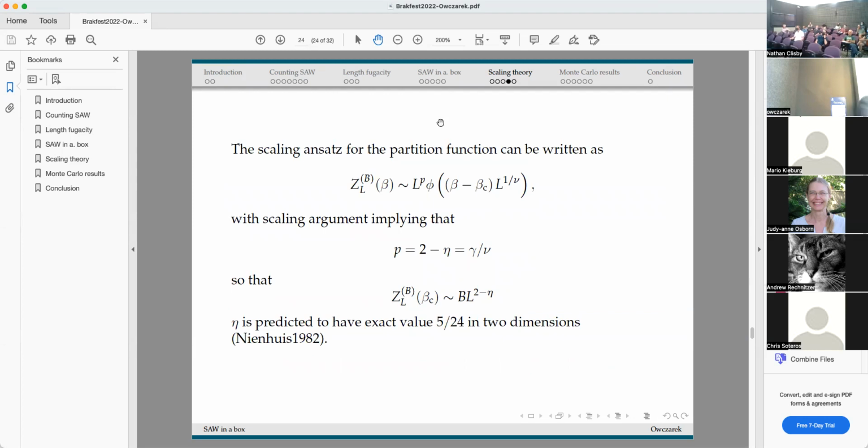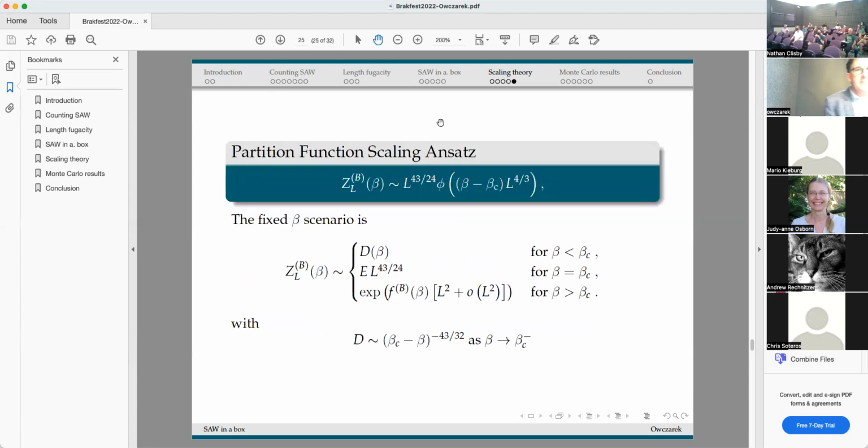You can do the same thing for the partition function. You can say the partition function needs to go as some power of L and another scaling function, with the same scaling combination inside the scaling function, okay? And the same types of scaling arguments tell you that P, this exponent, goes as 2 minus this other exponent in the slew of self-avoiding walk exponents called eta, which is the same as gamma on mu. So the partition function right at beta c must go as L to the 2 minus eta, and eta is predicted to be 5 on 24 in 2 dimensions.